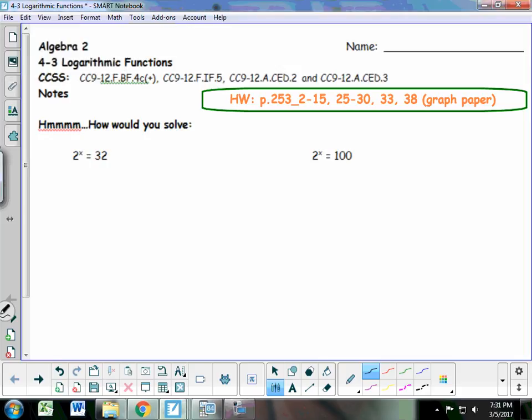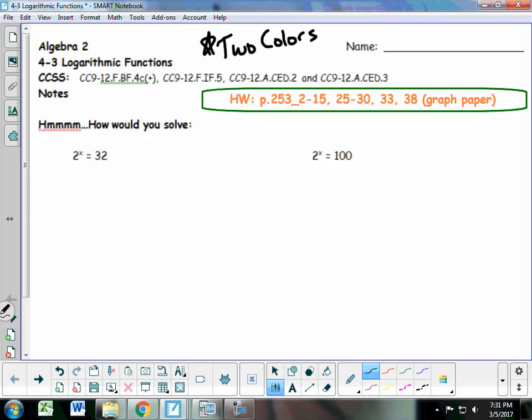Hello class. Alright, go ahead and get out your notes in logarithms. They got the pink cover. We're going to look at section 4.3, logarithmic functions. Before we get started on this, my suggestion is that you have two colors handy. It'll be nice when we get to the graphing.